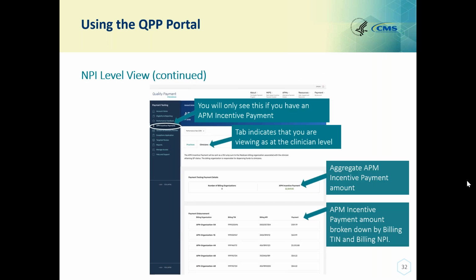Again, this is a continuation of the NPI level view. And if you have access to both views as a user role, then you can toggle between the practice level and NPI level view. But again, the information is pretty consistent: we provide the aggregate APM incentive payment amount, as well as how those payments are broken down across practices that you participate with. Next slide.